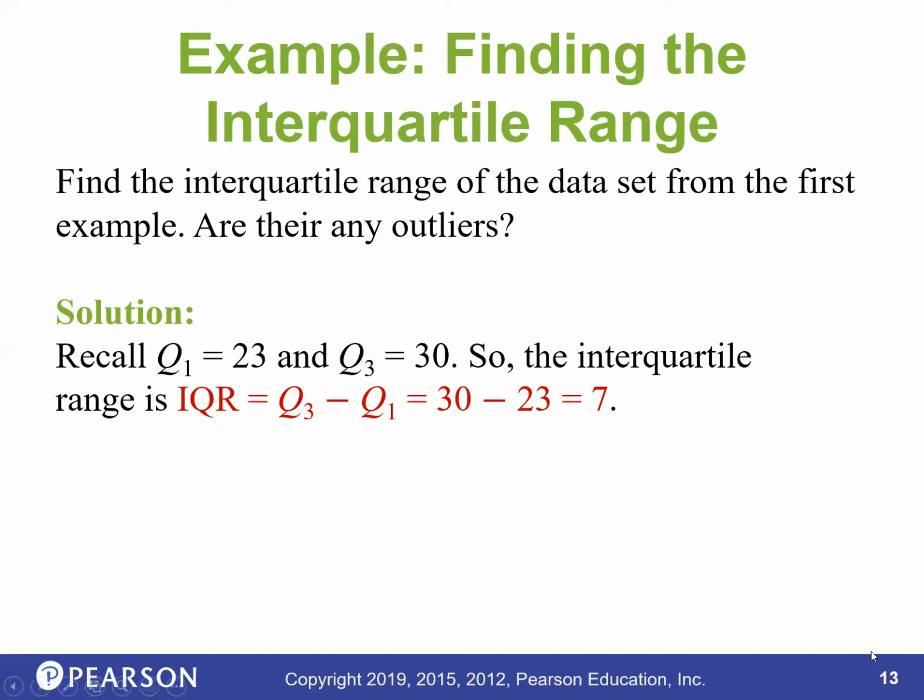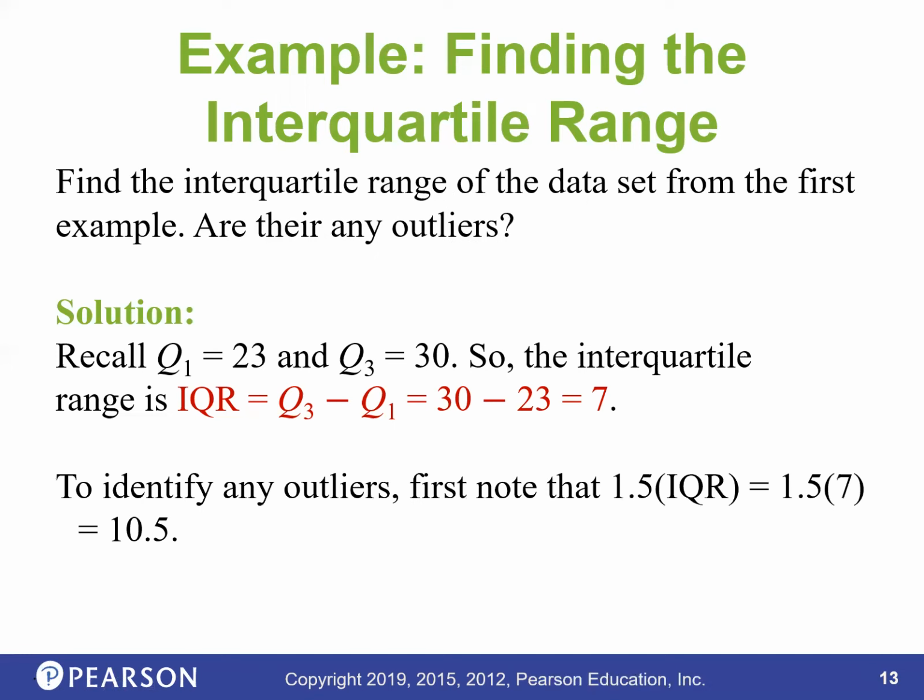Okay, with that said, let's try to identify any outliers. Before we do that, we're going to do one more computation. We're going to multiply 1.5 times 7. 1.5 times 7 is 10.5. So again, that gets us into the unusual.